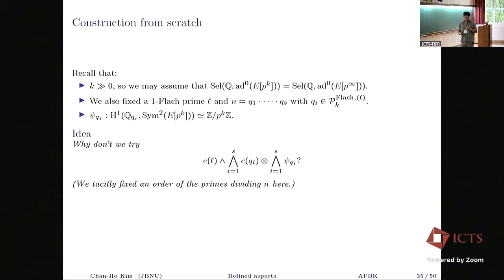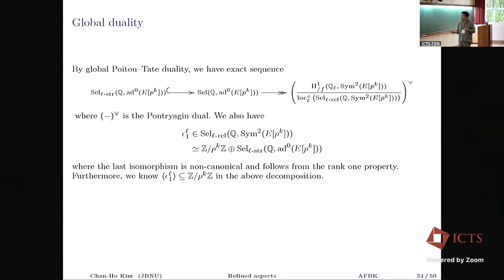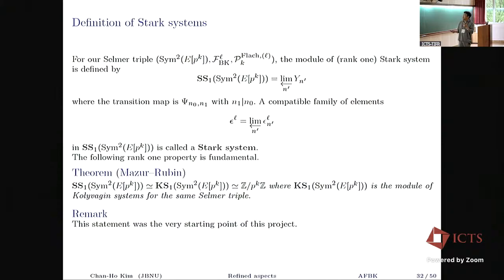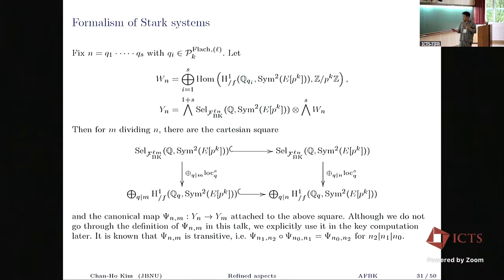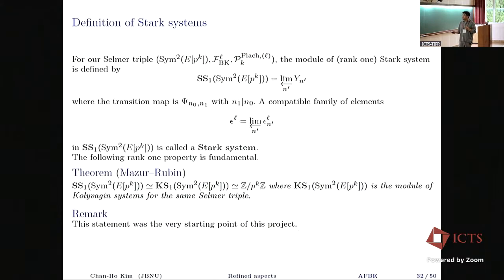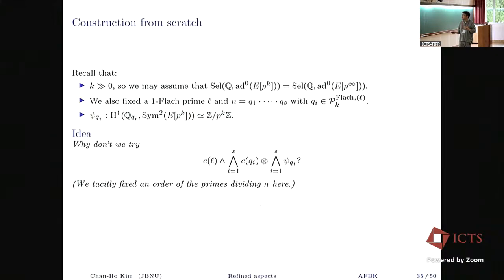Then, okay, now how to construct that? We just have a bunch of CL, but not CN. The very first idea that came to me was that the Stark system is made from a bunch of wedge products. So my first idea was, why don't we try taking a wedge product of a bunch of these? And here, I tentatively fixed the order of the primes dividing n.